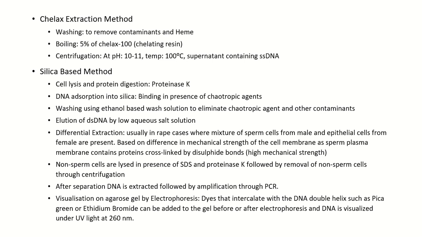After separation of non-sperm cells and after extraction of DNA, it is amplified using PCR. Visualization on agarose gel is done by electrophoresis. Dyes that intercalate with the DNA double helix, such as SYBR green or ethidium bromide, are added to the gel before or after electrophoresis, and DNA is visible under the UV light at 260 nanometers.